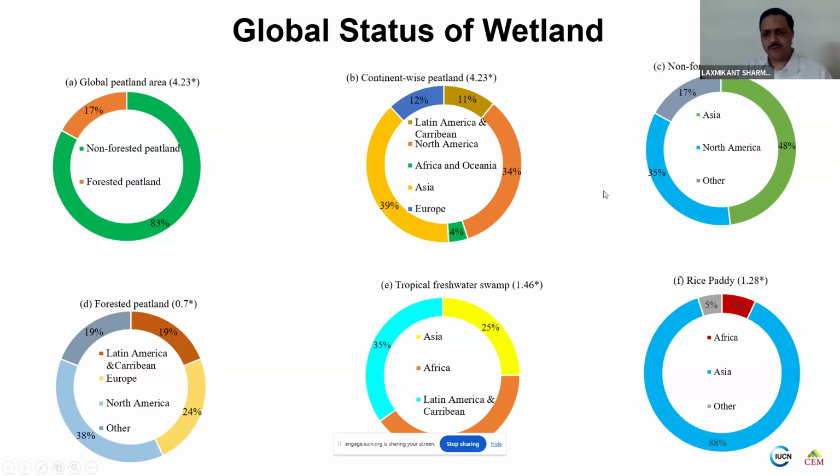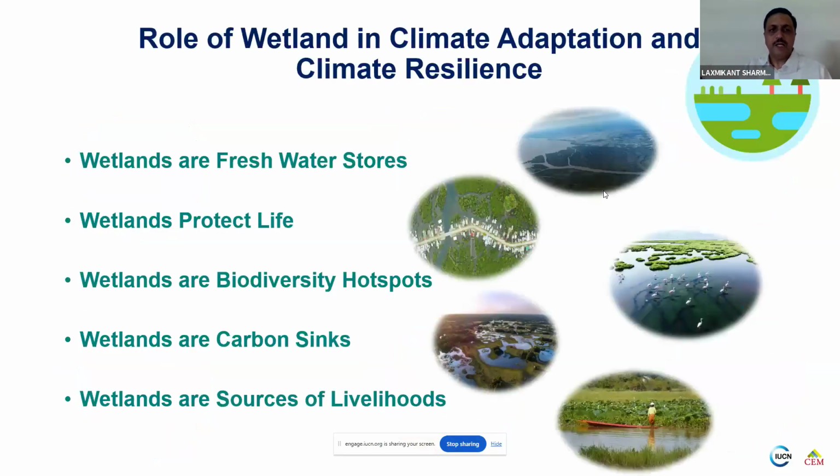So this is the global status of the wetlands, by which we can categorize how the wetlands are distributed throughout the world and how they are affecting the different types of emission prospects. Now, the role of wetlands in climate adaptation and climate resilience.